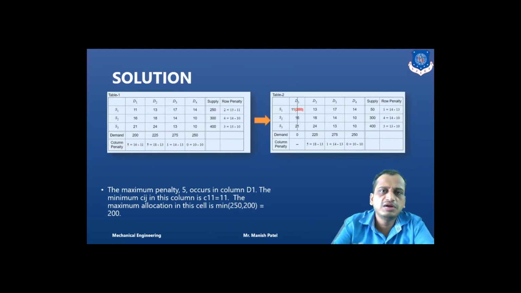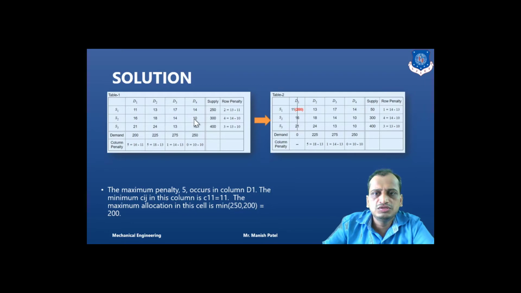Here, first of all, we will write down the transportation cost matrix. On the right-hand side, we have the row penalty. On the bottom side, we have the column penalty. For the row penalty, we will find the lowest cost and the second lowest cost. In the first row, the lowest is 11 and the second lowest is 13. So 13 minus 11 is 2. Clear? Same for the second row. The lowest is 10 and the second lowest is 14. 14 minus 10 is 4. For the third row, it is 13 minus 10, which is 3.